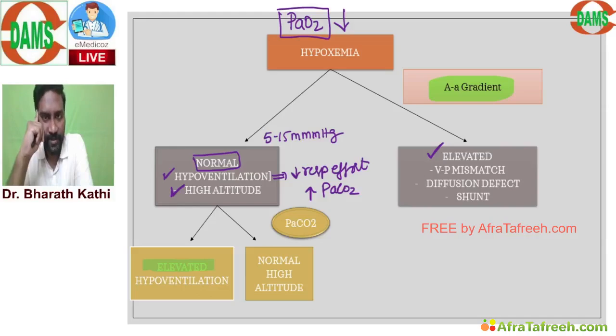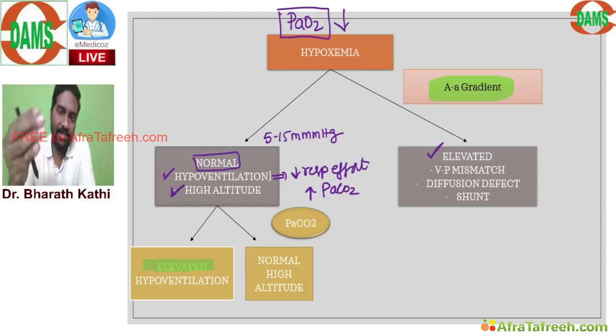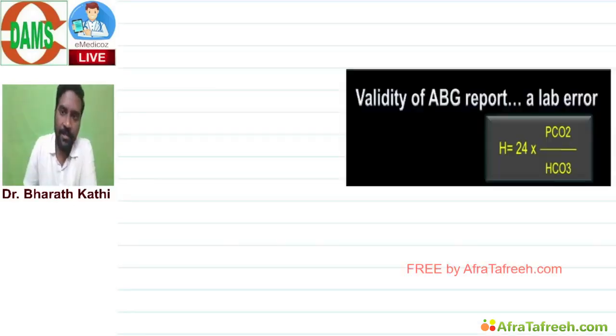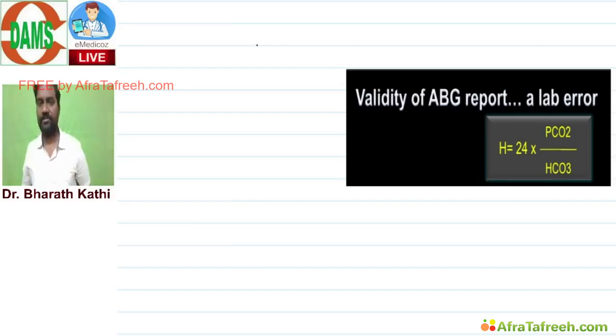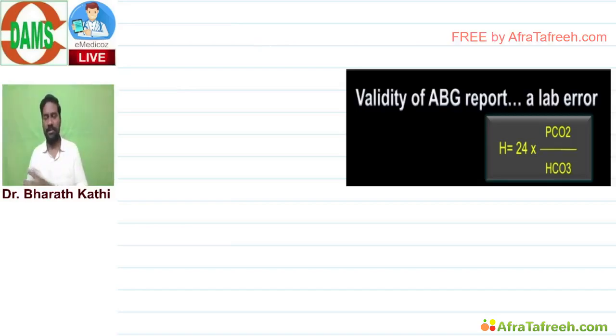Point to remember, in assessment of oxygen, don't just see PaO2. Calculate alveolar oxygen. Look at the AA gradient and think about these differentials. Then coming to validity of the ABG report. Nowadays we are using standardized machines. Generally lab errors in ABG because of machine calibration dysfunction are not happening. But you should know how to assess whether the ABG report is right or wrong.